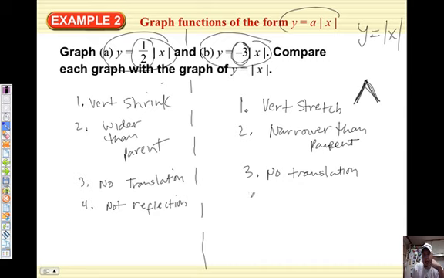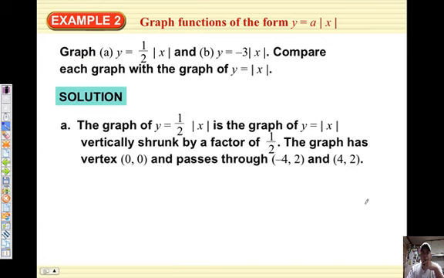Okay. And lastly, number 4, it is a reflection over the x-axis. Okay? There it is. Have those 4 things when you compare. Let's look at what they wrote.